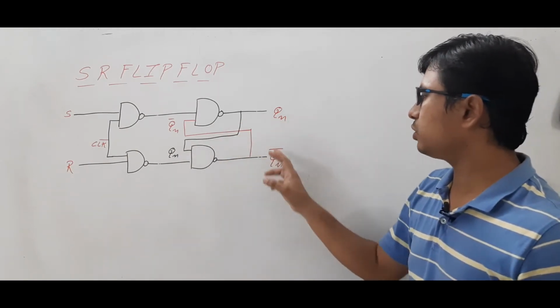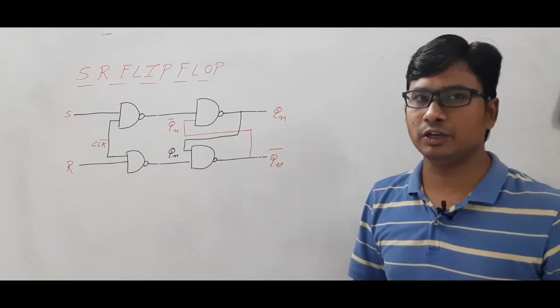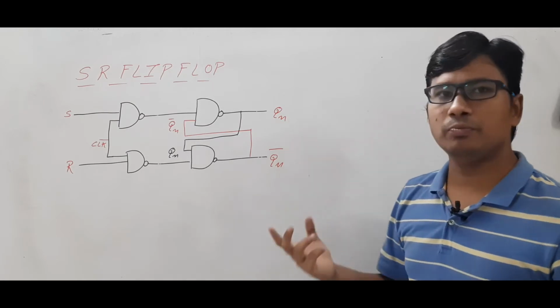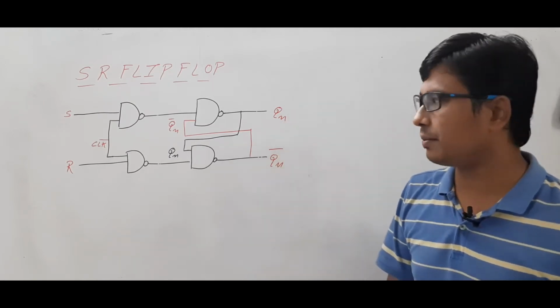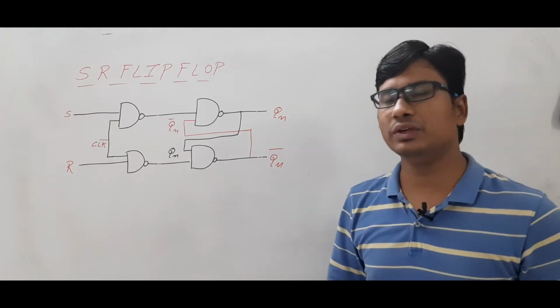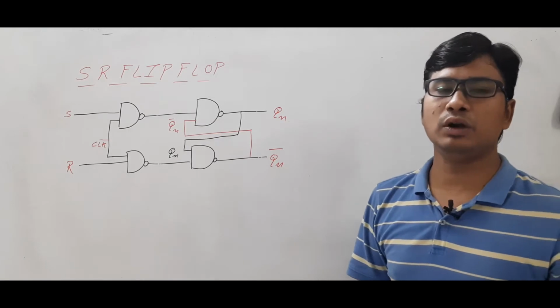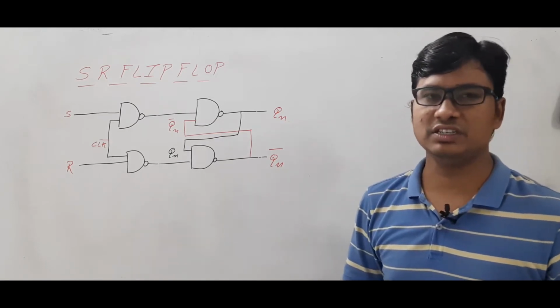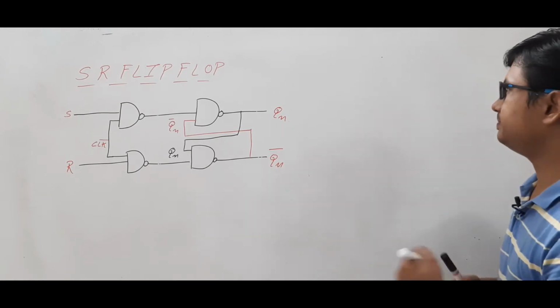Then we have the Qn and Qn complement. Don't think that they are two different variables. Qn and its complement. If this is 1, this is 0. If this is 0, this is 1. Am I right or wrong? So, totally we have 3 inputs S, R and Qn, and we want to find the next state, which is Qn plus 1.